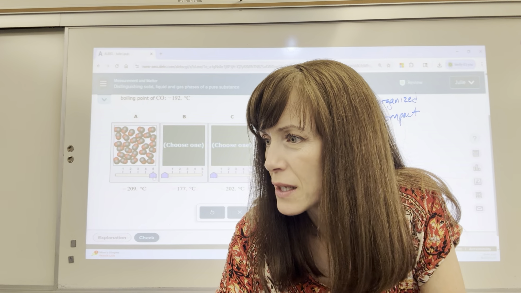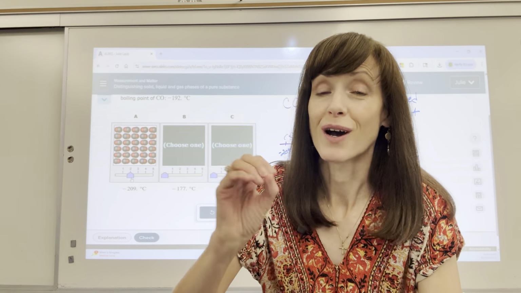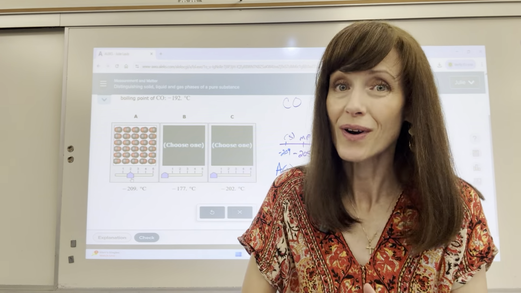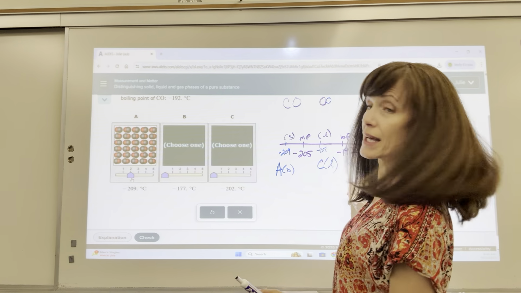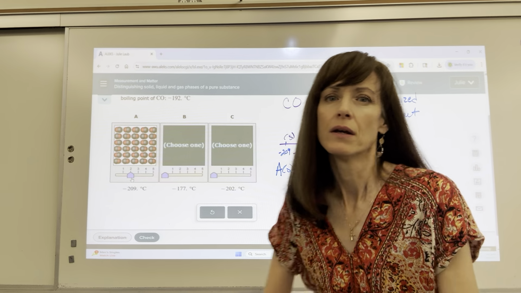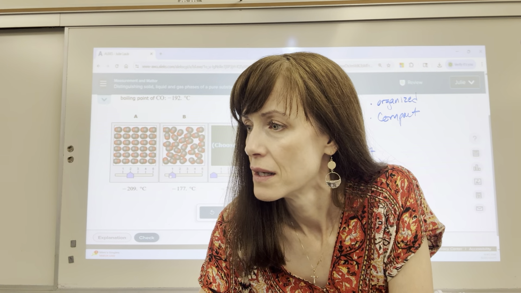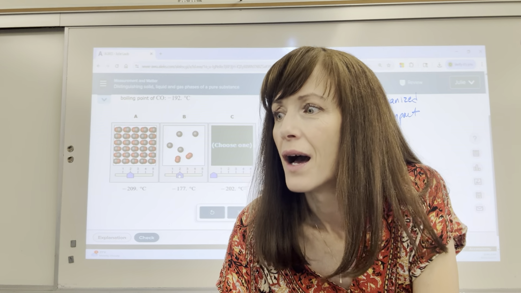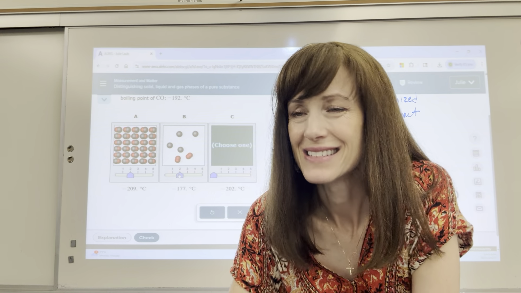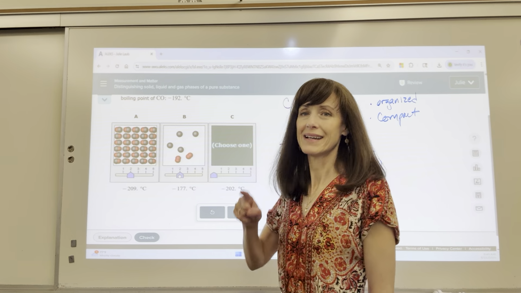Okay, so we had said number 2. There's our solid, organized, compact for the carbon monoxide compound. Now B, we said, was the gas. So let's go ahead and look at our options. Okay, that's showing that we have the liquid. So space, disorganized. Let's keep going. This one. Okay, it's showing a gas. It's spread out, but it's not correct.